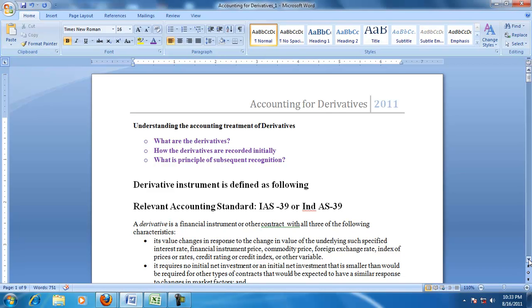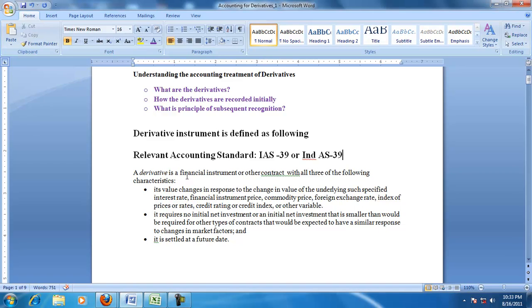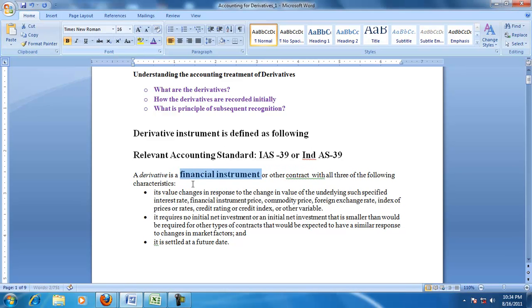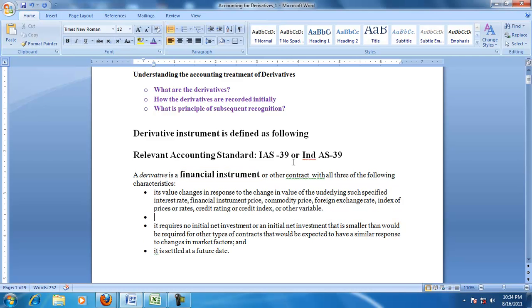So the derivative is defined like this: it is a financial instrument with the following conditions. Number one condition is that its value changes in response to the value of an underlying. That means the value of the derivative is derived from the value of the underlying, and that underlying may be interest rates.